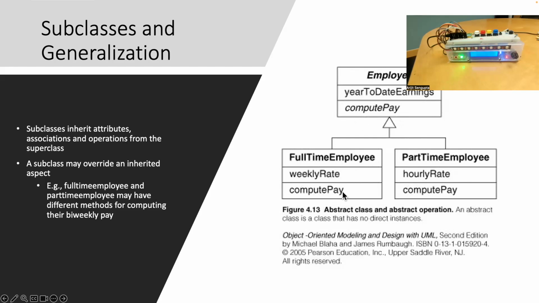pay method in your individual subclasses so that when you actually call the method, the system will decide which one to call because it knows what kind of employee you assign to that variable. And we're going to see that in an example real quick.